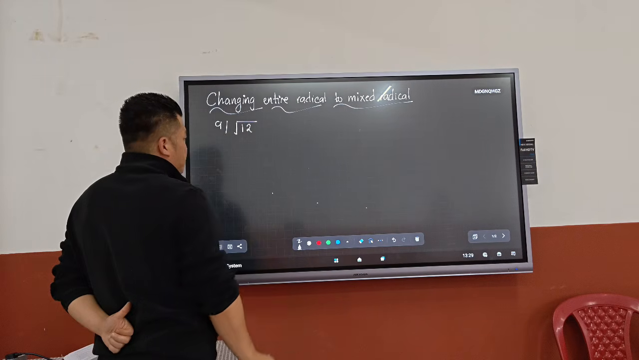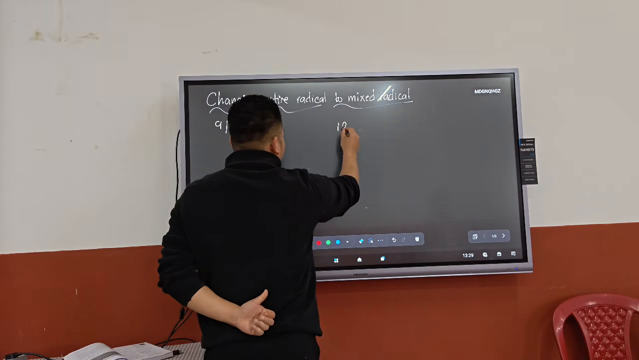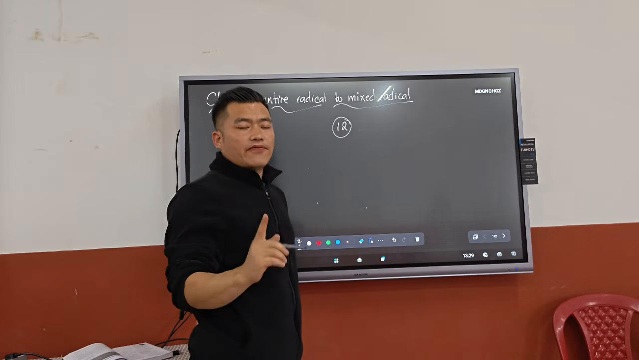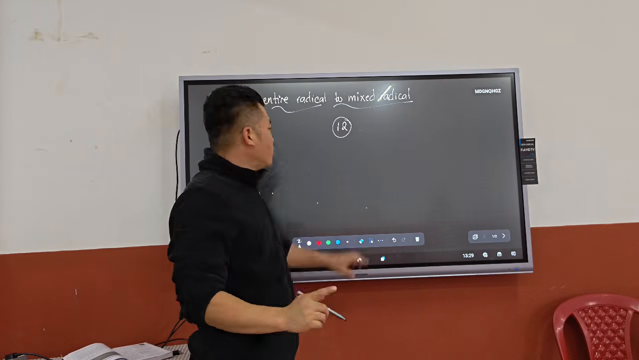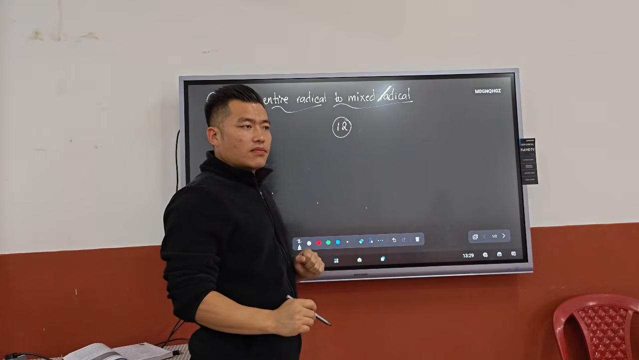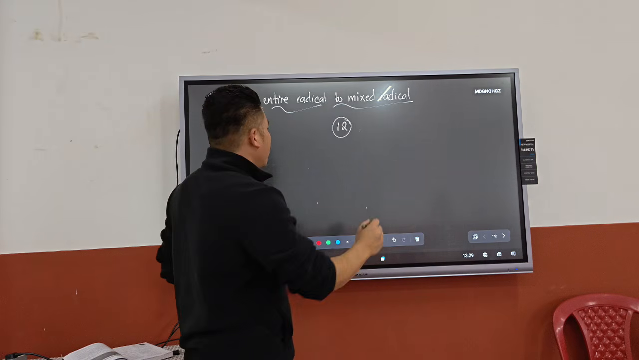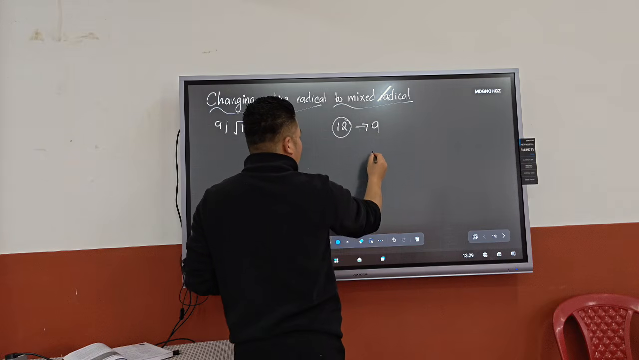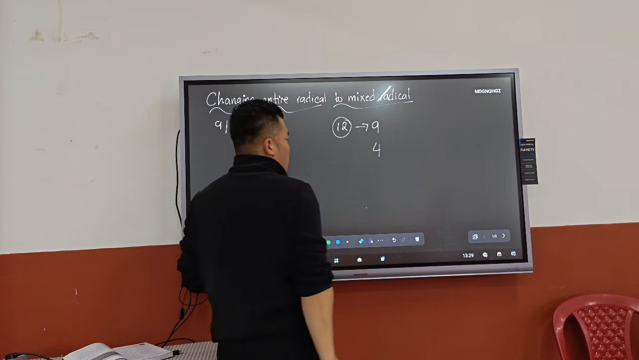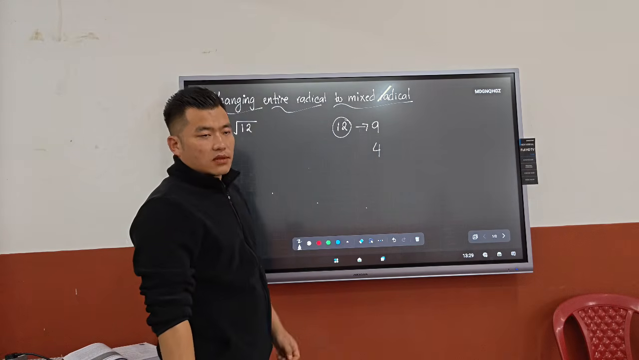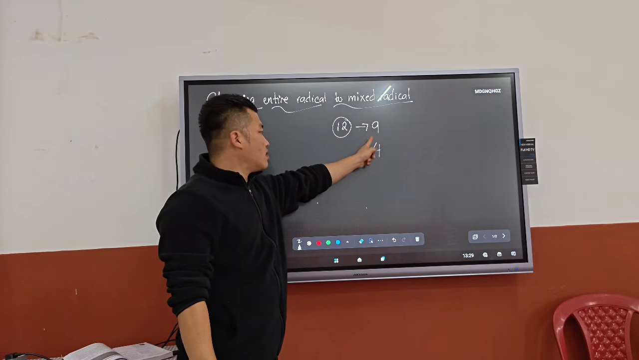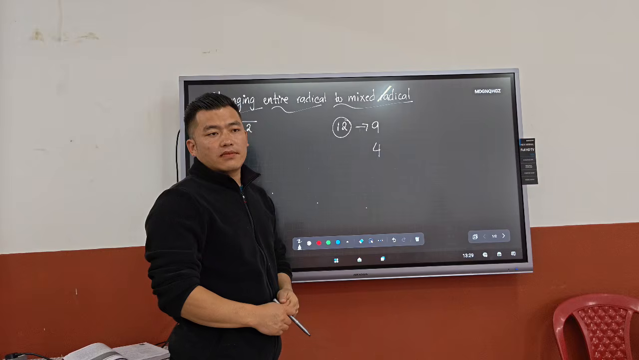Number 12. For this number 12, you need to identify a perfect square number which is less than 12. The perfect square numbers less than 12 are 9 and 4. We cannot take number 1.